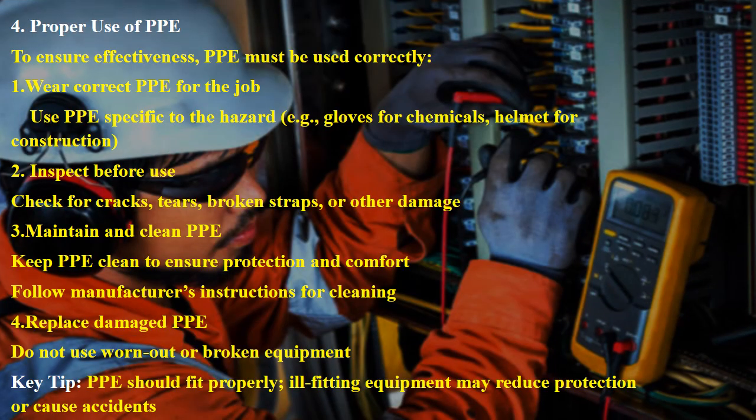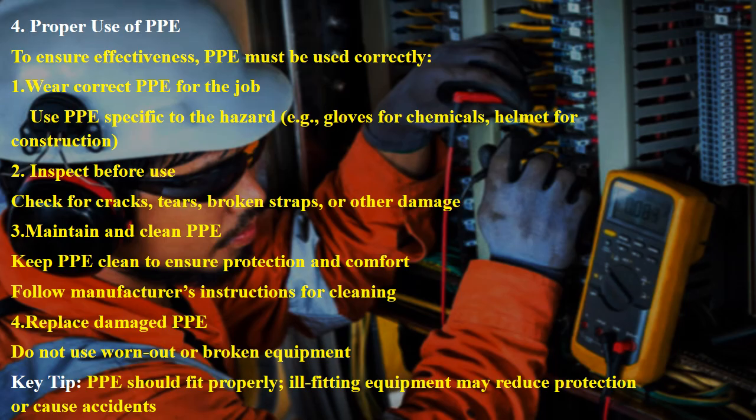Proper use of PPE. To ensure effectiveness, PPE must be used correctly. Wear the correct PPE for the right job. Use PPE specific to the hazard, for example gloves for chemicals, helmet for construction. Inspect before use. Check for cracks, broken straps or other damage. You cannot use faulty PPE because it is a hazard itself.